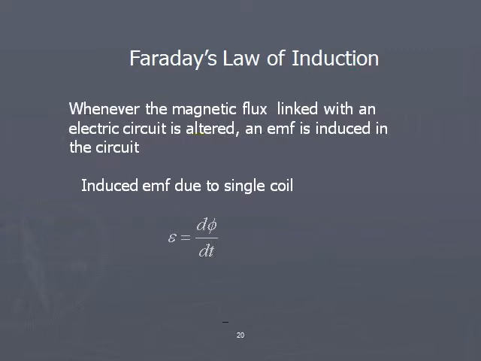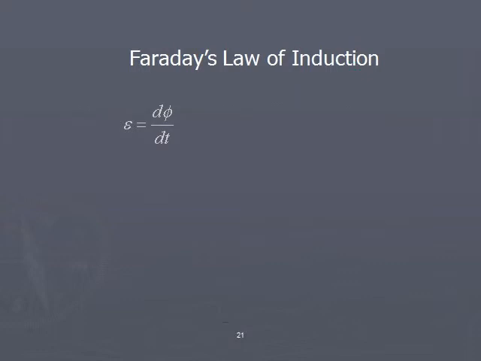Let dΦ be the change in magnetic flux in a time dt. Then dΦ/dt is known as the rate of change of magnetic flux. According to Faraday's law, this rate of change of magnetic flux is equal to the induced EMF. This is Faraday's law: E = dΦ/dt. dΦ is the change in flux and dt is the time in which the change in flux takes place. So E is the induced EMF, E = dΦ/dt. This is the mathematical form of Faraday's law.